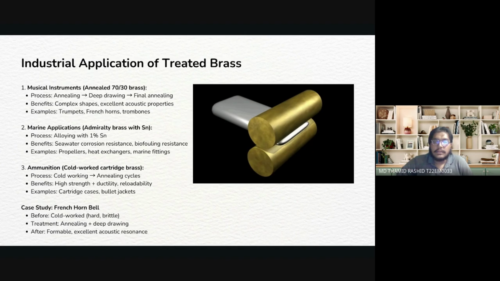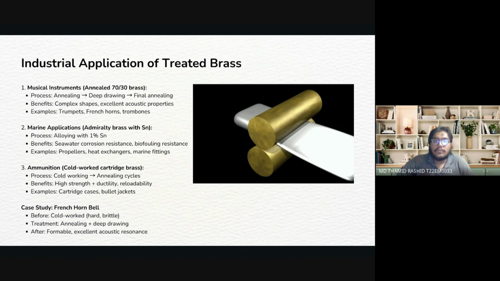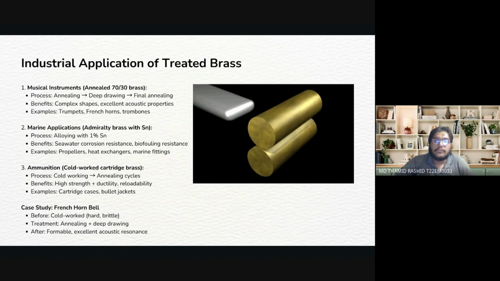For a case study, we can take a French horn. Before cold working, it is hard and brittle. Then we do the treatment of annealing and deep drawing, which makes it formable and gives it excellent acoustic resonance.